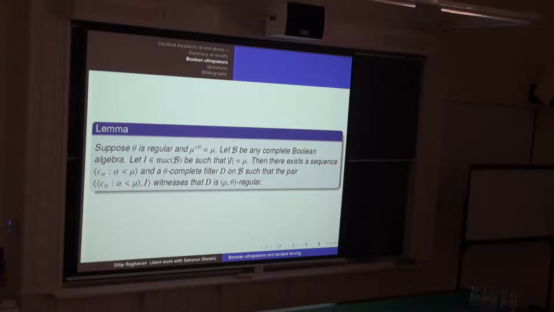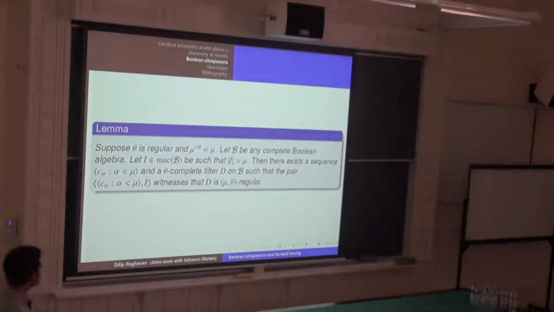So suppose theta is regular and mu to the less than theta is mu, and B is any complete Boolean algebra, and take any maximal antichain of size mu. Then there is a sequence C alpha and a theta complete ultrafilter D, such that this pair witnesses that D is mu theta regular. So you always have lots of these regular ultrafilters. It's not written, but it's meant. You can just extend this to an ultrafilter, and that doesn't damage the regularity in any way. If a filter is regular, then any superfilter is also regular. But if you have a large enough cardinal, you don't care.